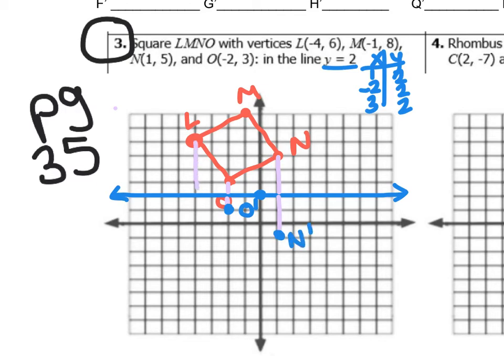L is 4 away, so I go 4 in the other direction. And then M is 1, 2, 3, 4, 5, 6 away, so I go 6 below. And there's my reflection.